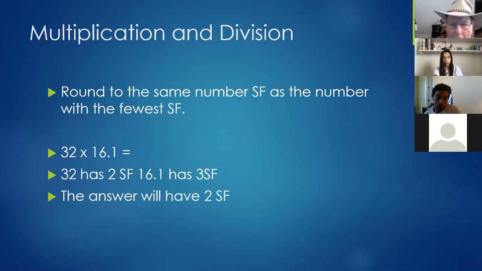Now, I think this is the easier one. In multiplication and division, you round to the same significant figure as your factor with the fewest significant figures. So if I multiply 32 and 16.1, 32 has 2 significant figures, 16.1 has 3. So therefore, my answer is going to have 2 significant figures.